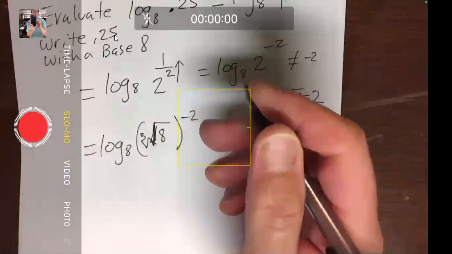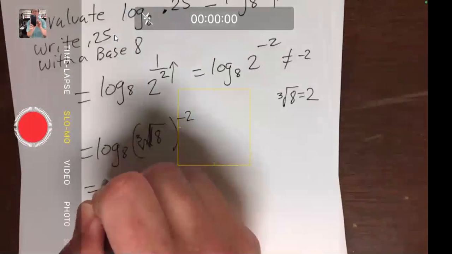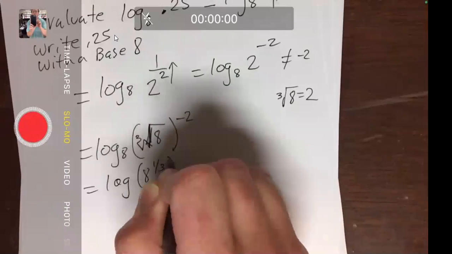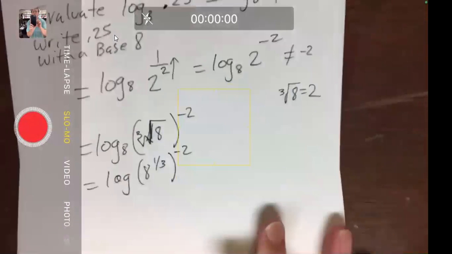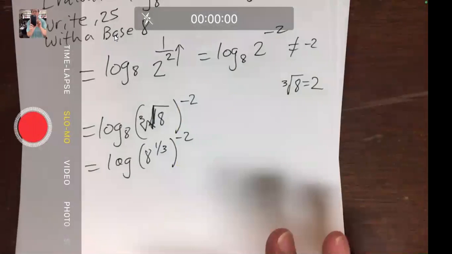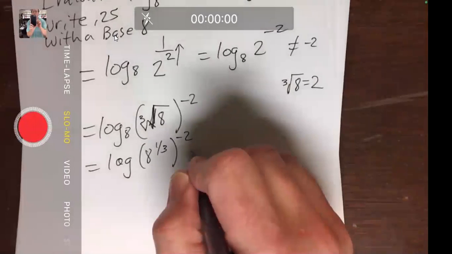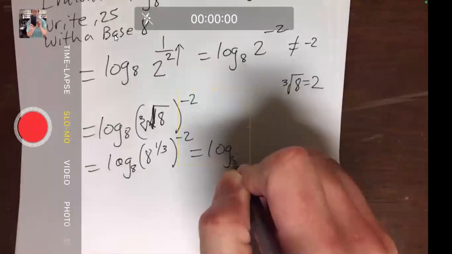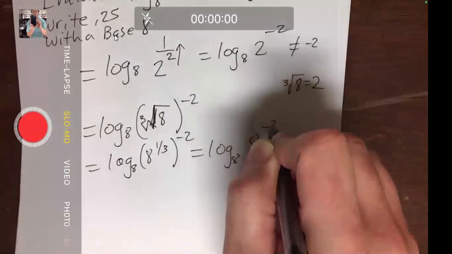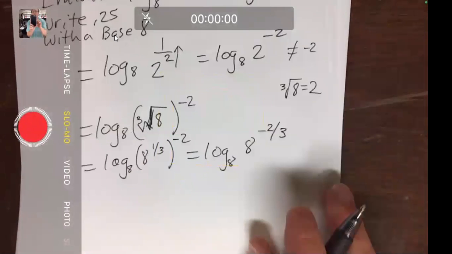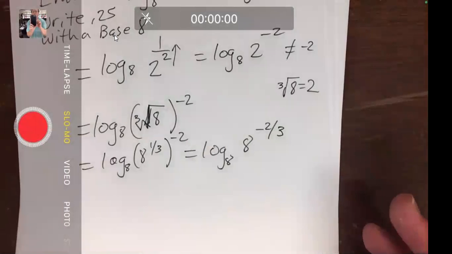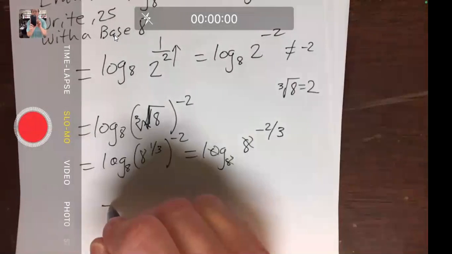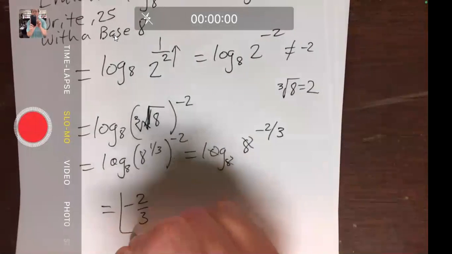Okay. Well, the third root of 8 is a 1/3 power raised to a -2. And when you raise to powers, they multiply. That's log base 8 of 8 to the -2/3 power. And now I have what I want. My log base 8 cancels the base 8. My answer is -2/3.